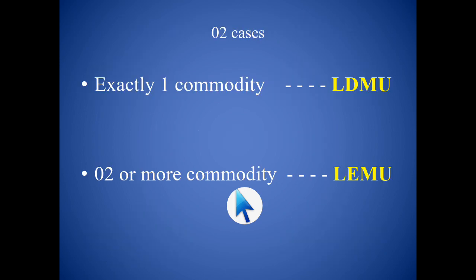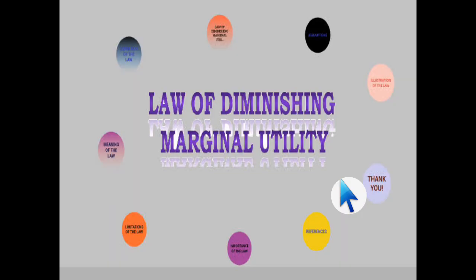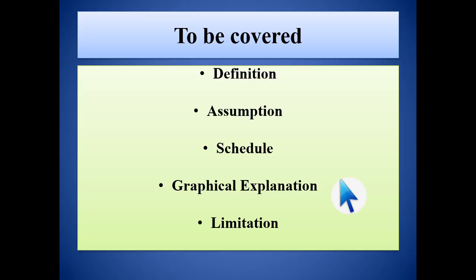Here there are two cases. First, when there is one commodity, and second, when there are two or more commodities. When there is one commodity, we will use LDMU. When there are two or more commodities, we will use LEMU, that is Law of Equimarginal Utility. So today we will discuss the Law of Diminishing Marginal Utility.